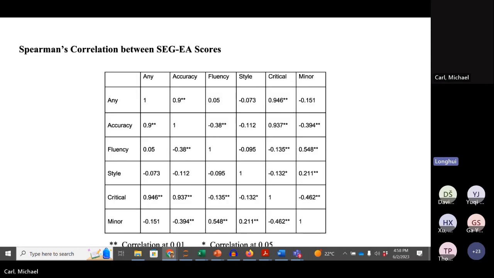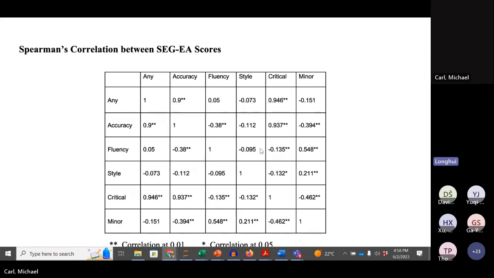Yes, and then next slide, we actually correlate the segment-wise error average scores among all the error labels. Here we can see that accuracy errors correlate best with critical errors and any errors. And it's a very strong correlation, as we can see from the score. And fluency errors, they correlate more with minor errors, and they have actually negative correlation with critical error and accuracy error.